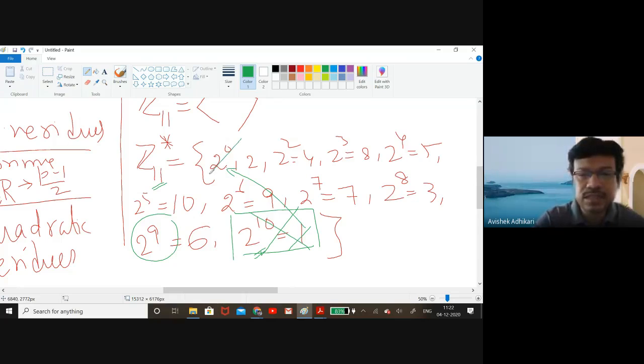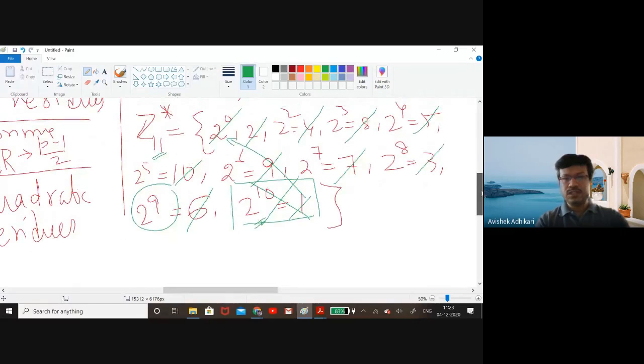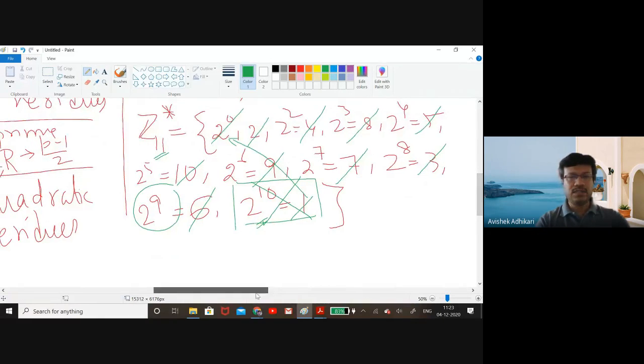Now we have 1 exhausted, 2, 3, 4, 5, 6, 7, 8, 9, and 10. So you can see that all the elements are exhausted by using 2 and its powers. So Z11 star is a cyclic group which is generated by 2. We have already seen there may be other generators also, but 2 is sufficient for us, one generator. Now just have a look at what the quadratic residues are.